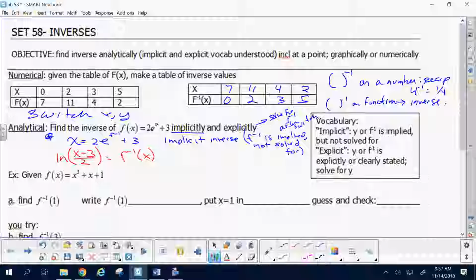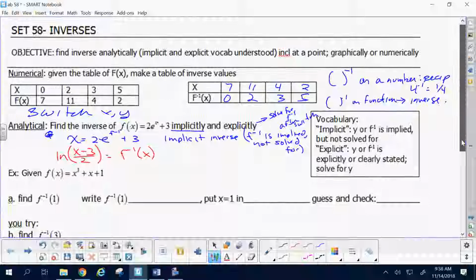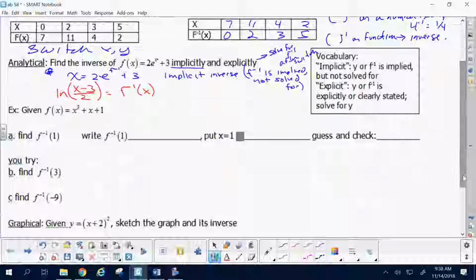All right. Now, when you talk polynomials, then things can get a little dicey here. So we're going to do this numerically, not actually find the whole inverse function, but just values. If I asked you to write f inverse at, what does that mean? Oh, f inverse at 1.